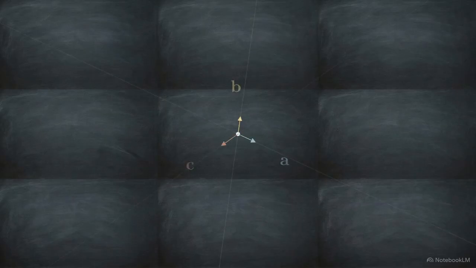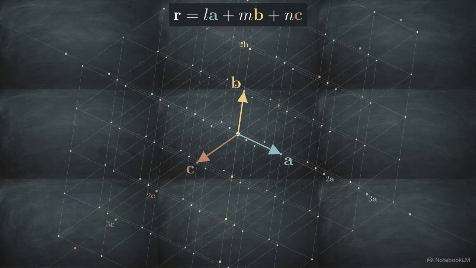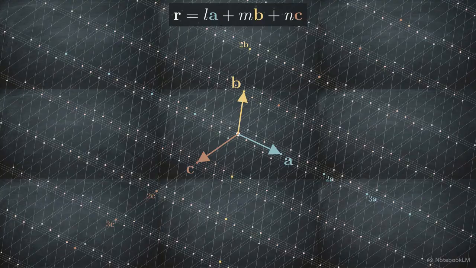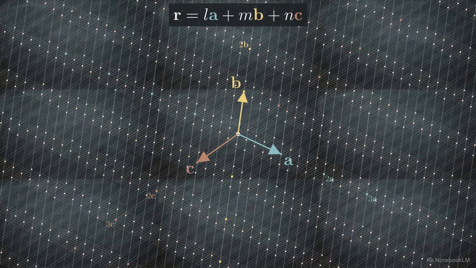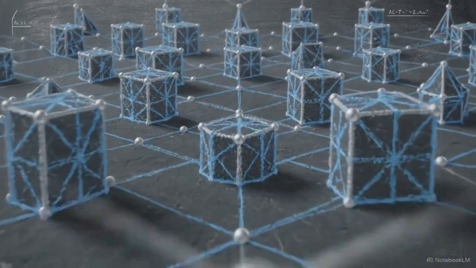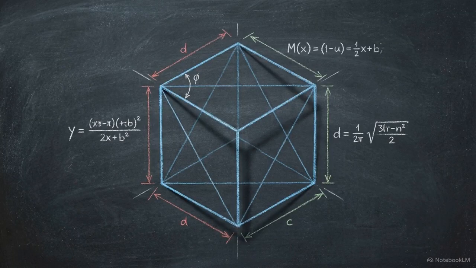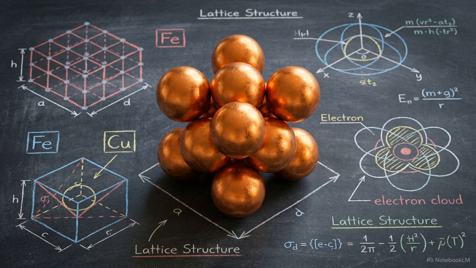By applying non-coplanar basis vectors, labeled a, b, and c, along with simple integer multipliers, we project that single point outward to generate a mathematically perfect periodic array. This resulting infinite 3D grid is the crystal lattice. It acts as the purely spatial skeleton of the material. But a coordinate skeleton isn't physical matter. For that, we need the motif, the actual physical atom or cluster of atoms that will occupy the structure.